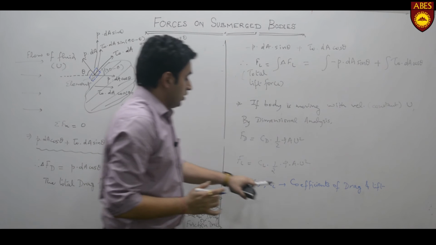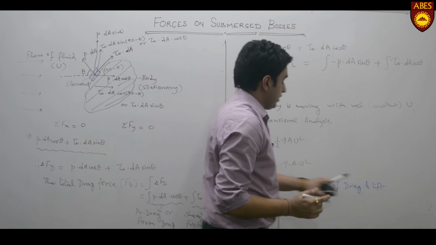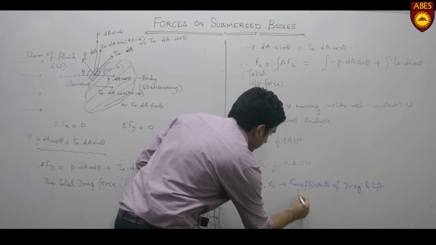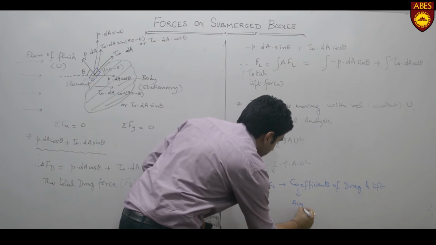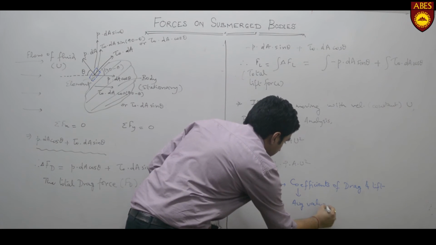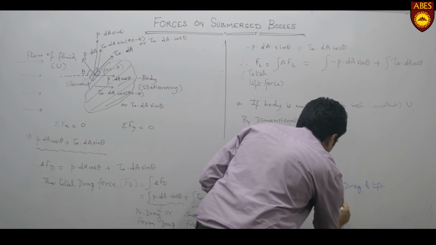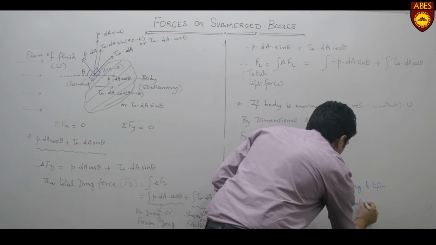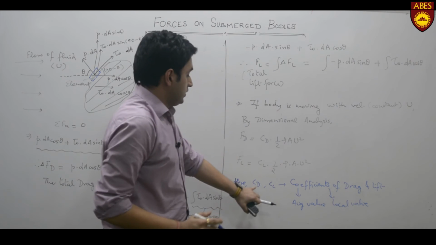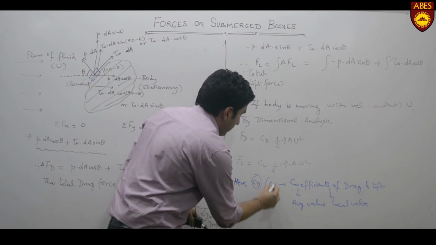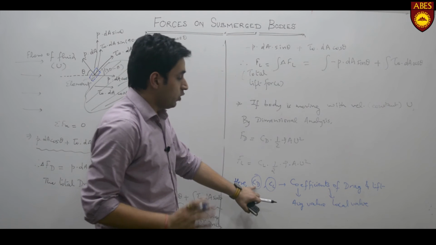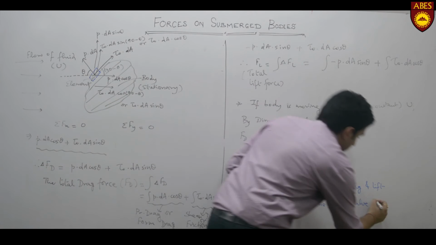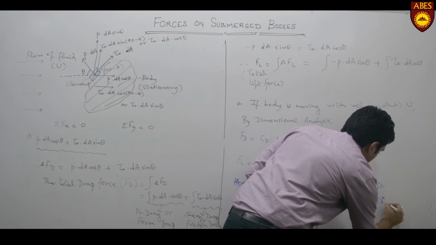Okay, now we are writing here coefficient. So the coefficient has two values. One is called the average value and the second is called the local value. What we have written here is the average value of the coefficient, not the local one, because the local one is denoted with CD star and CL star.